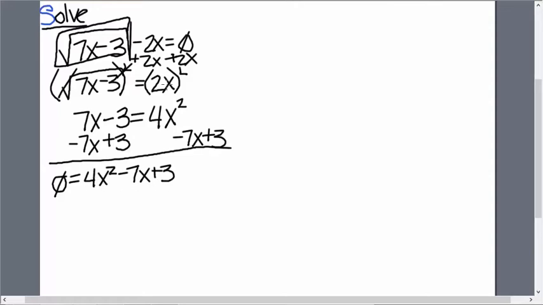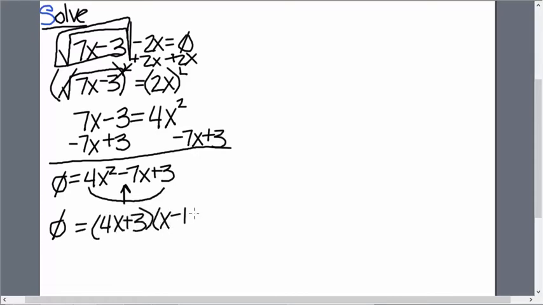And again, we are going to factor this. Don't forget your pitchfork. So you are looking for pairs of numbers that multiply to 12, or that multiply to 4 times 3, but add to negative 7. Again, I trust your judgment on this. The numbers would be negative 3 and negative 4. So let me go ahead and give you the factored version. We get (4x plus 3)(x minus 1).